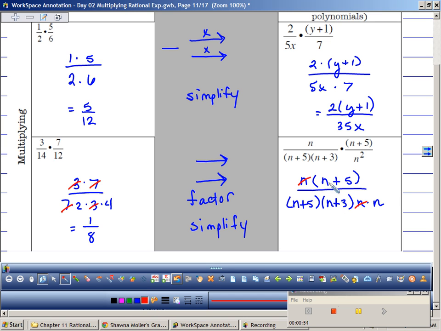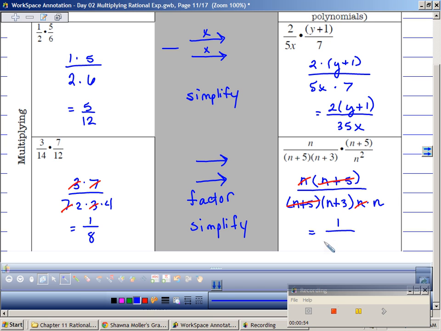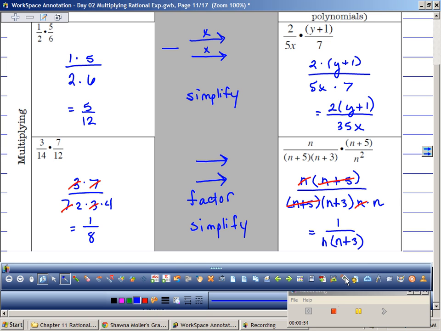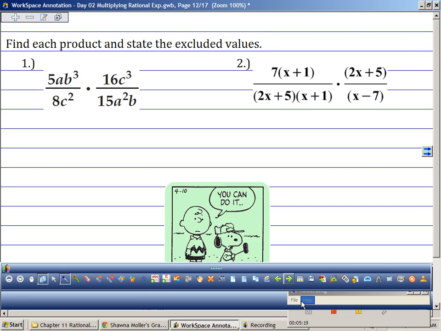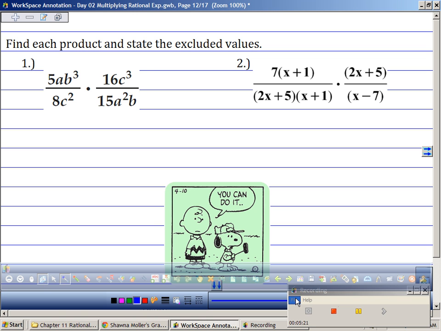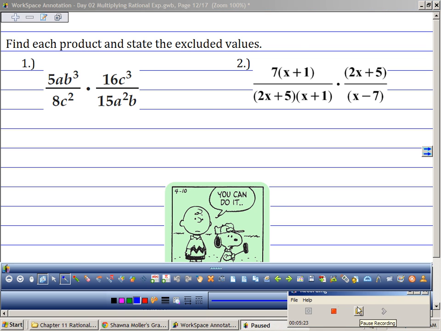Right. Now I'm left with, what's the numerator? 1 over n times n plus 3, which is the same thing as n plus 3 times n. Doesn't really matter, right? Okay, so that way, we're going to finish that up throughout the week. Let's take your notes out and write these two problems down, please.